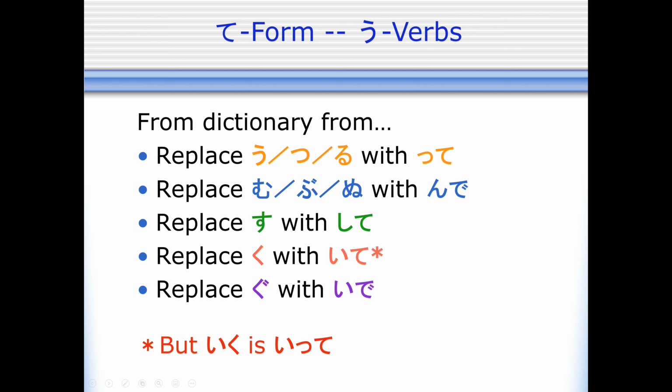So there's one special exception in te form. Instead of changing to ite, iku changes to itte. So we just have this one verb that's a little weird. Iku will change to itte. So that kind of seems like a lot to memorize. I know that it does. And this is something we will practice more and more over time.